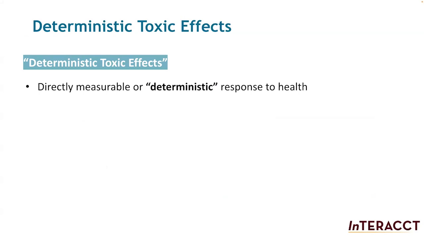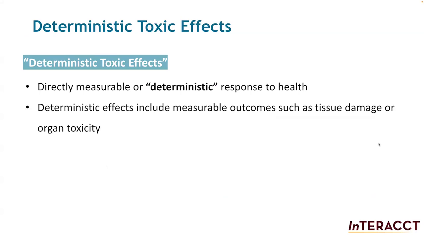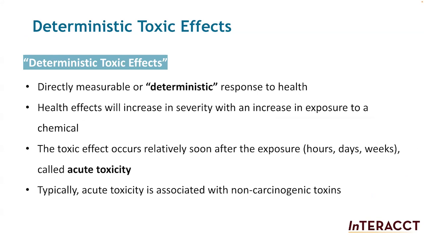Deterministic toxic effects are those that are directly measurable. Deterministic effects include measurable outcomes such as tissue damage or organ toxicity. These effects often appear soon after exposure and are typically associated with non-carcinogenic chemicals. For example, chemical burns or organ damage that occurs shortly after high exposure would be considered deterministic.